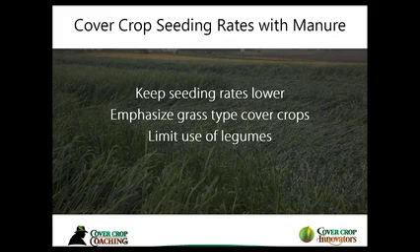Of course, emphasize grass type cover crops: triticale, cereal rye, annual ryegrass. I say limit the use of legumes. I don't say eliminate them, because I like diversity. And even though the legumes may not be needed so much to make nitrogen for your subsequent crop, they're just part of the synergy. That's part of the mix. I can't explain it. I just know that diversity is good.